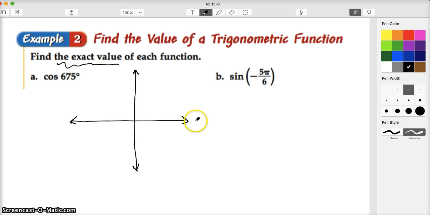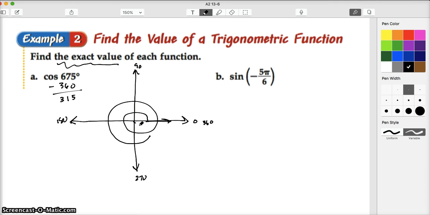Let's do the problem. We know this is 0, this is 90, this over here is 180 and 270, and back to 360 again. If we go to 675, we would have gone around one time, 360, and then we need to go around further. So the first thing I want to do is figure out the difference between 360 and 675, and I see that's 315. So if I go around 360 and then around 315, that represents the angle of 675.